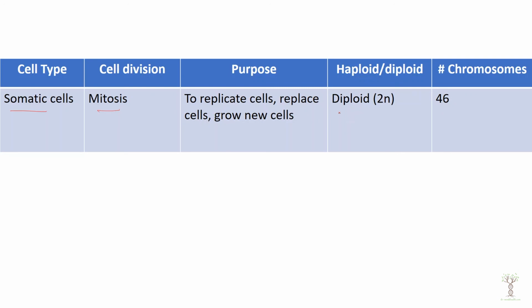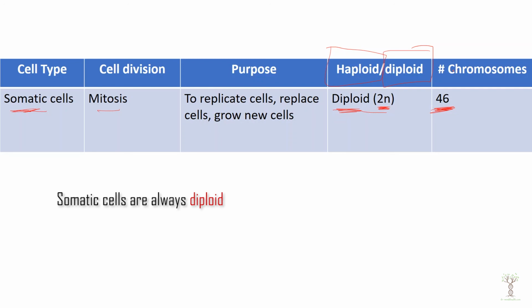This is a concept I forgot to mention. When we have 46 chromosomes in a cell, that is called diploid. When we split those homologous chromosomes, then it's called haploid. All of our somatic cells are always diploid. They have 2 copies of each of the chromosomes. This 2N means that you have 2 homologous chromosomes, one from mom and one from dad.